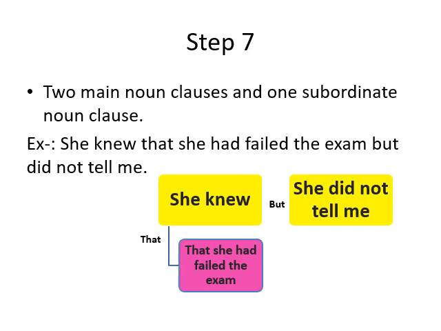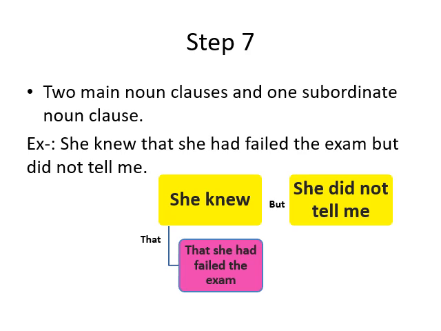So she had failed the exam is incomplete because it starts with the relative pronoun that. So this particular subordinate noun clause is dependent on the main noun clause she knew. But there is another independent clause which is not a dependent one for she knew.